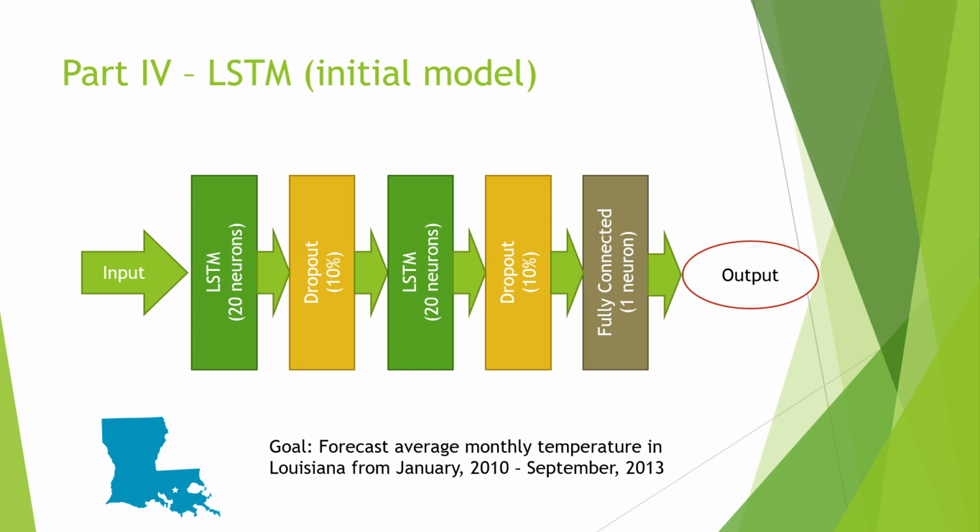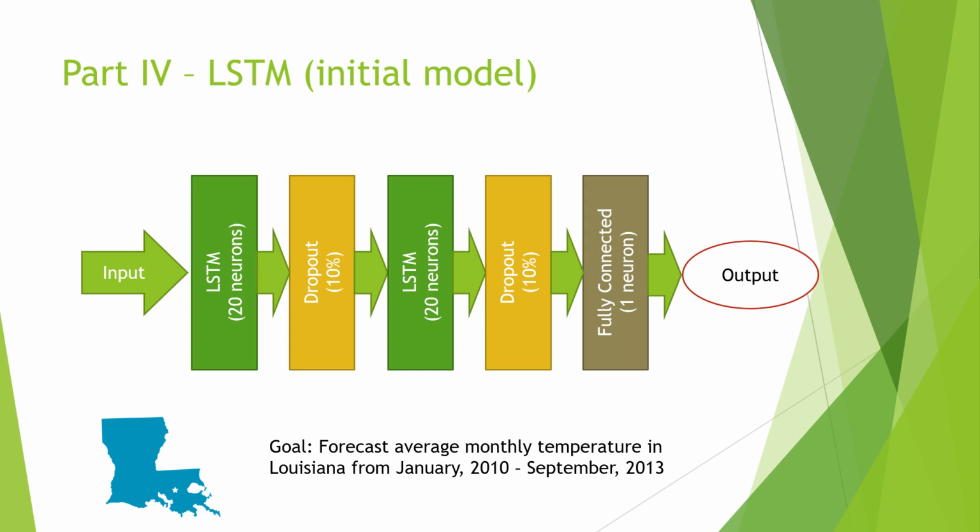For the next part of the project, I used an LSTM model to forecast a time series dataset of my choice. I chose to use a subset of the average temperature dataset that we reviewed in the first slide. Specifically, I wanted to forecast the average temperature for my home state of Louisiana from January of 2010 through September of 2013.